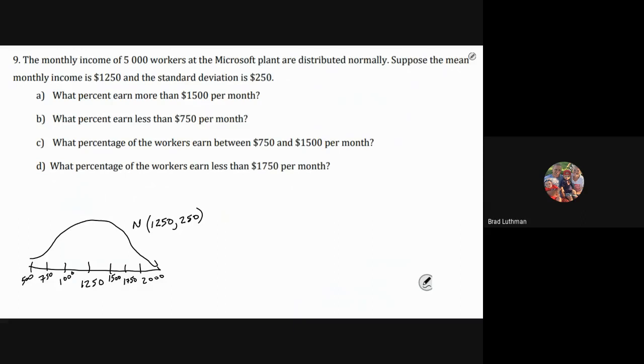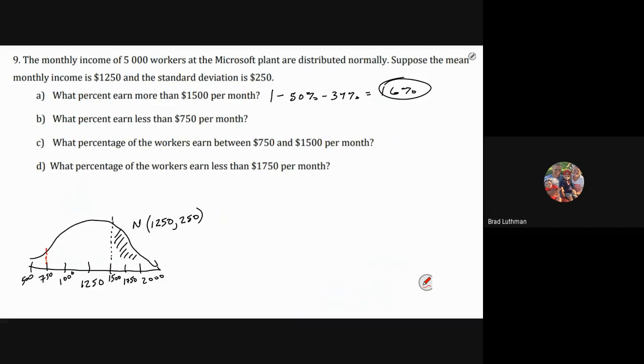What percentage earn more than 1,500? More than 1,500. Let's see, 50%. I'm going to do 1 minus 50% minus an additional 34% and get 16% for that one.